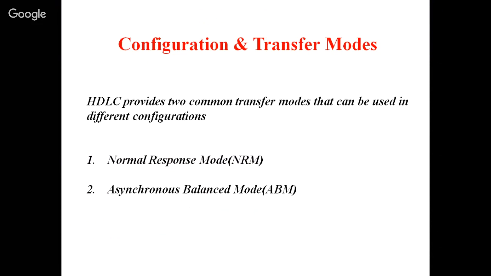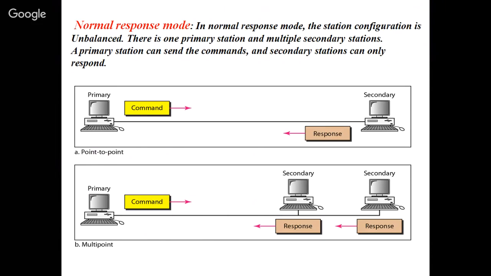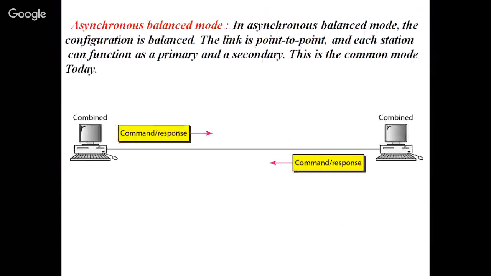The configuration and transfer modes. HDLC provides two common transfer modes that can be used in different configurations. First is the normal response mode and second is the asynchronous balanced mode. In the normal response mode, the station configuration is unbalanced. There is one primary station and multiple secondary stations. A primary station can send commands and secondary stations can only respond, as shown in the figure.